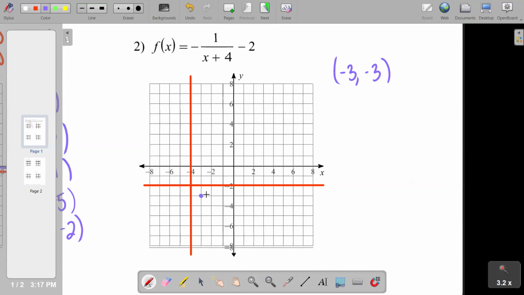Any other good numbers? You already know how it's going to behave, right? 2. 2's fine. Let's do 2. What's 2 plus 4? 6. And -1/6 minus 2. So if I did 2, I get -2 and 1/6. Don't be scared of fractions, right? You guys are all tough. You can handle it. -1/6 minus 2 more is -2 and 1/6, of course.